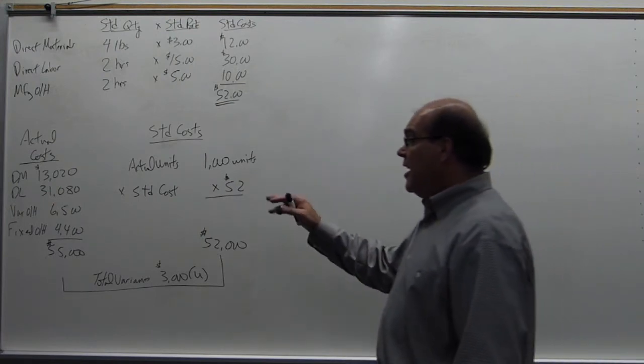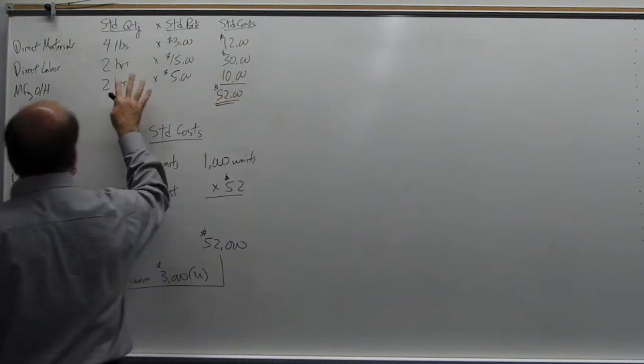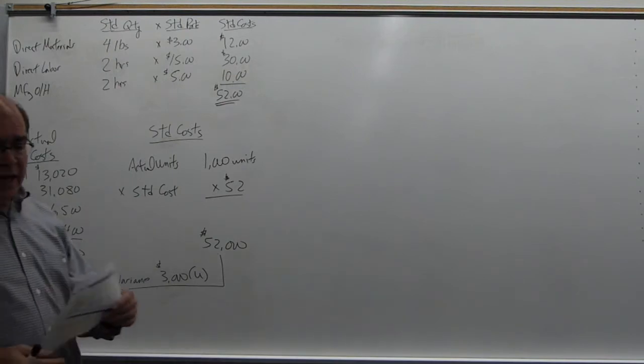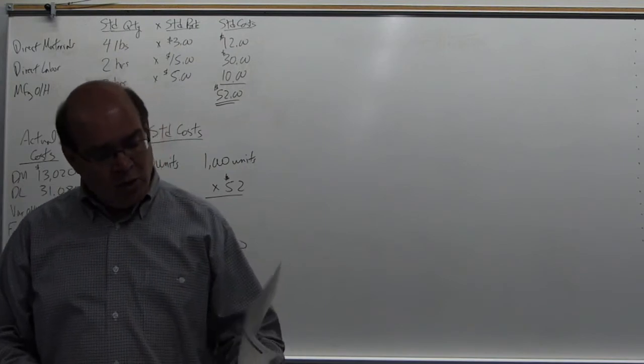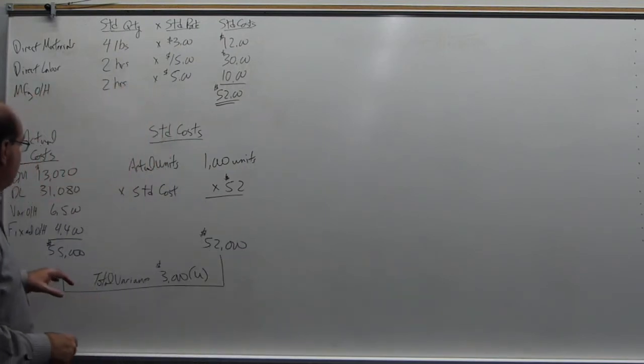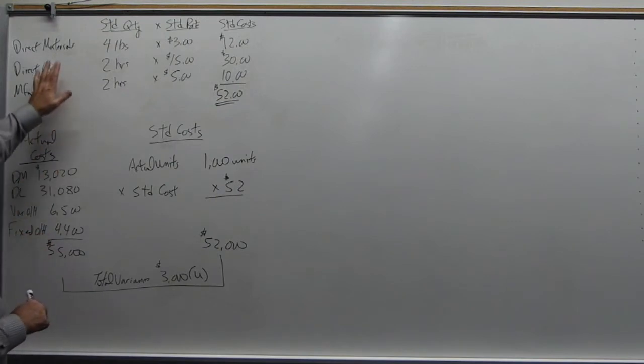So that's how we set the standards. Come up with the standards, this is how we use them. Now, the problem with that is that it doesn't really tell you what's going on. It doesn't tell you who to go talk to. It doesn't give you a lot of information. So how do we further break that down? Well, that's where we look at the breakdown between the variances for each of these items, because we have direct materials, direct labor, and manufacturing overhead.